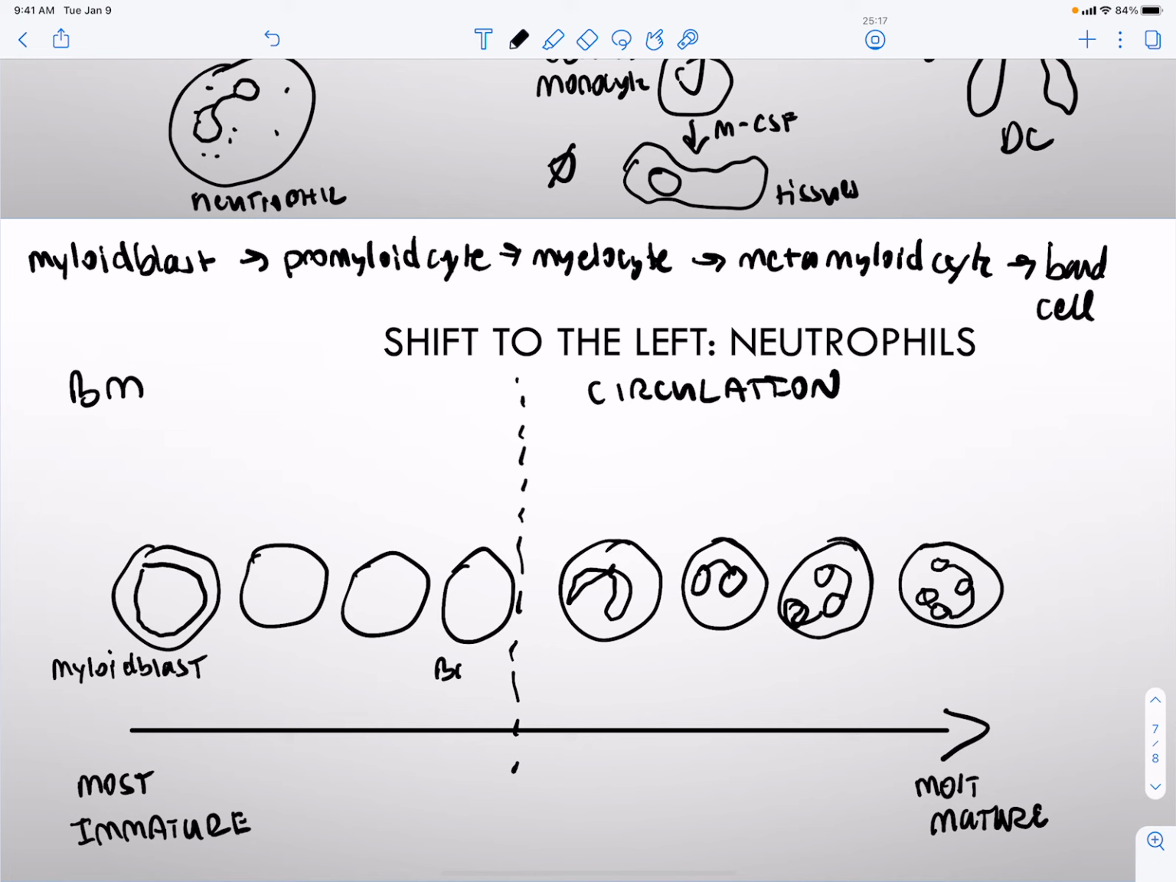And so here's our band cell. And our band cell is just what it is. It looks like it has a single nucleus, and it looks like a little band. Now these stages here, the nucleus is slowly starting to form into a band cell. And then when it gets released, it becomes a mature neutrophil, which is segmented. And segmented is referring to the nucleus.